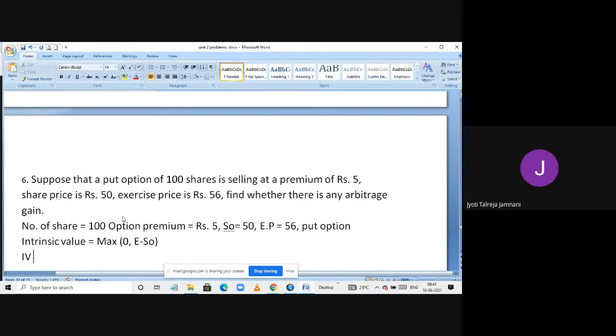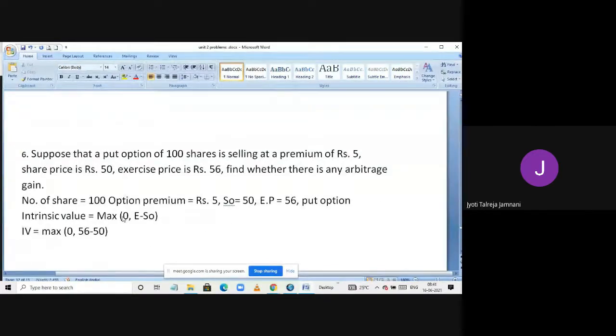So intrinsic value is equal to maximum of 0 or E minus S naught. E is 56, S naught is 50. 56 minus 50 is 6 rupees. So your intrinsic value will be equal to 6 rupees.